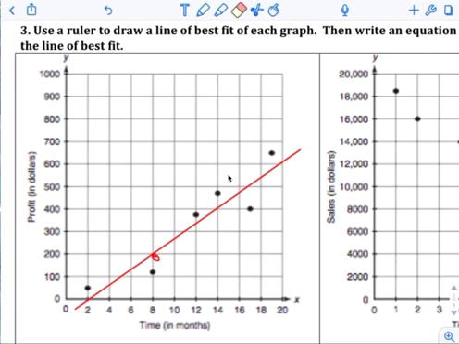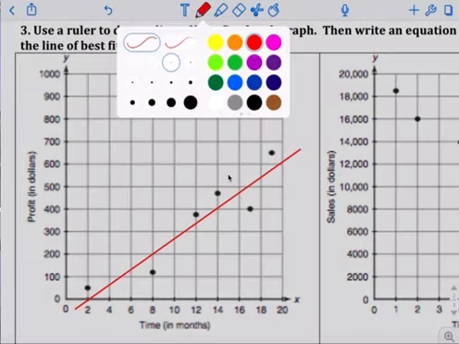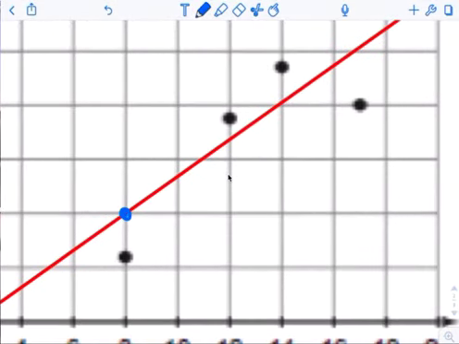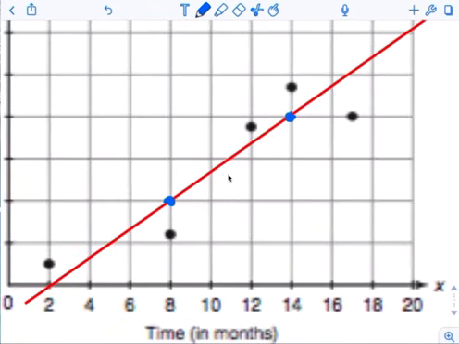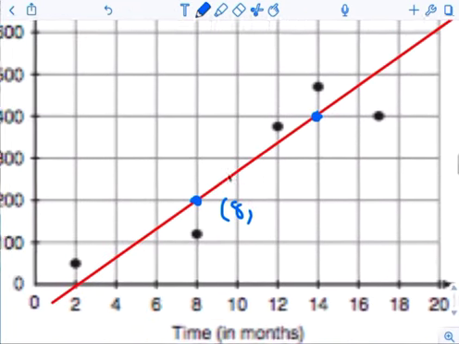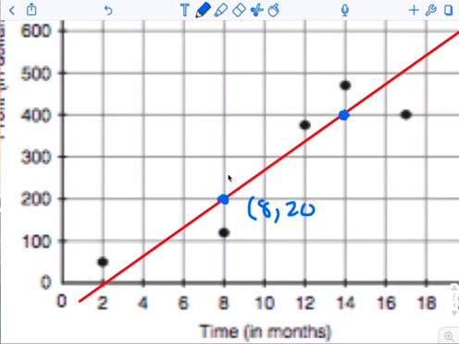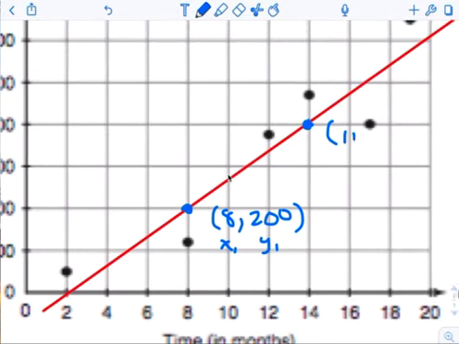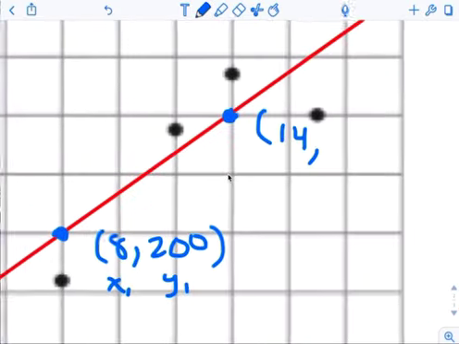Remember, when you're choosing points, you need to choose points on your line, not the dots. On the line right here and right here. This point is 8 and 200. That's my x sub 1, y sub 1. This point is 14 and 400.